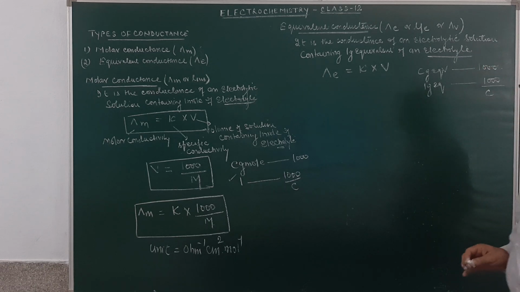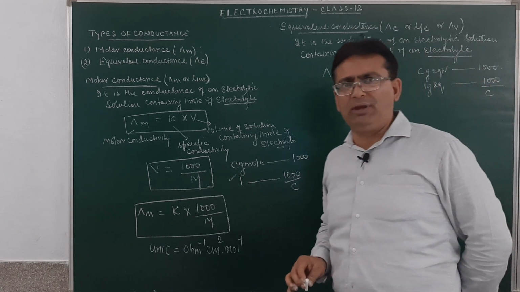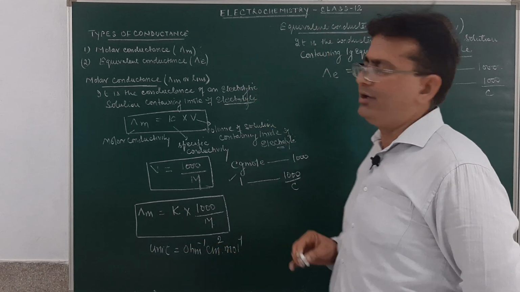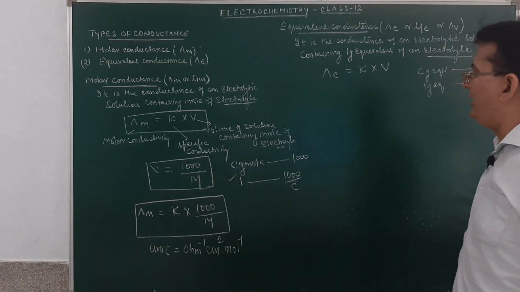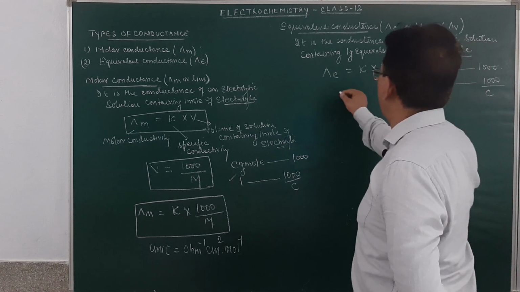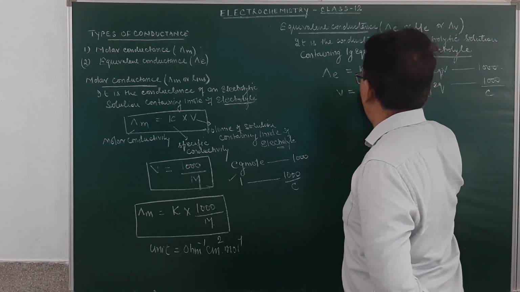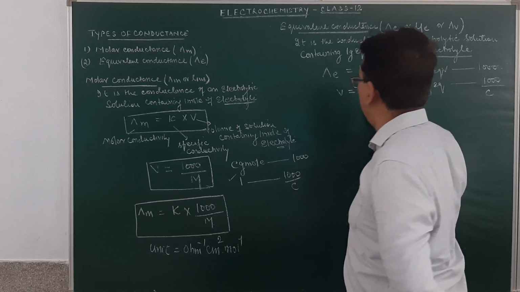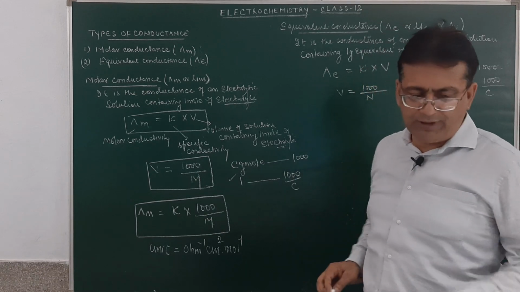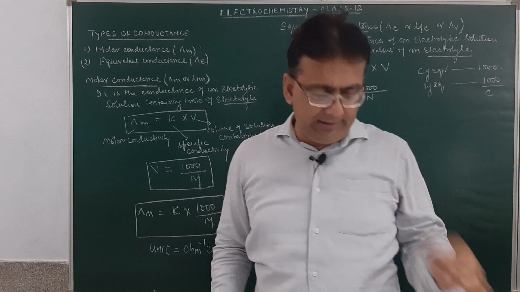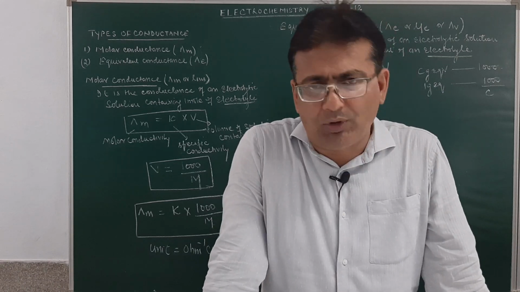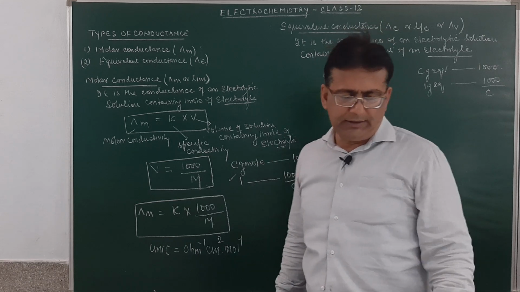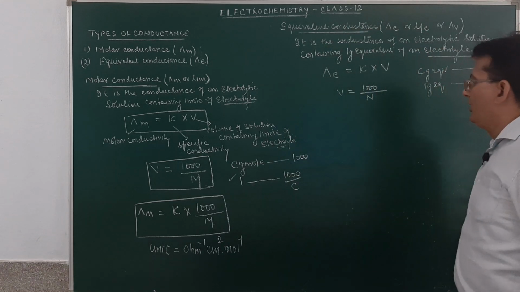This concentration is expressed in terms of the number of gram equivalents present in a liter of the solution, and that will be the normality of the solution. So this V over here will be equal to 1000 upon normality of the solution. How do I define normality? Normality is the number of gram equivalents of the solute present in a liter of the solution. I think I shall be very clear.